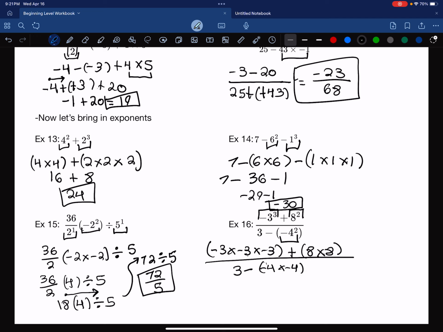So negative 3 times negative 3 becomes positive 9, and positive 9 times negative 3 is negative 27. Then we're going to add 8 times 8, which is 64. We're going to divide that by 3 minus, and negative 4 times negative 4 is positive 16. So we're going to do 3 minus 16. Now let's simplify the numerator and denominator. Negative 27 plus 64 is 37, and that's going to be over 3 minus 16, which is negative 13. And that is your final answer.